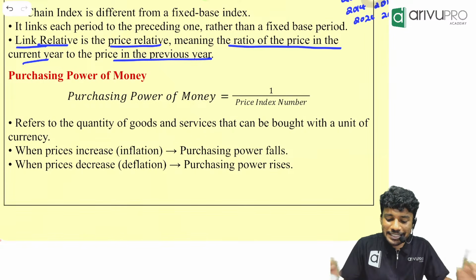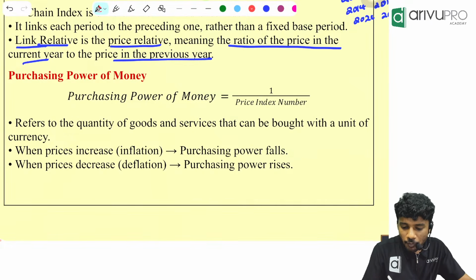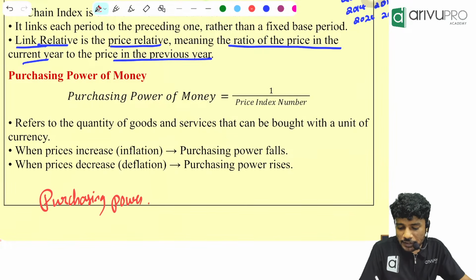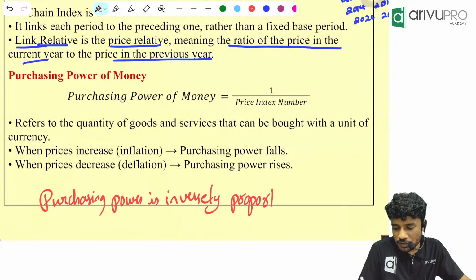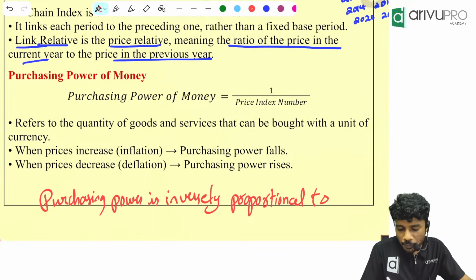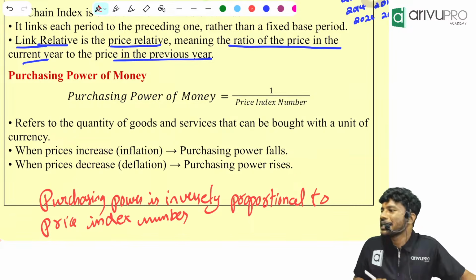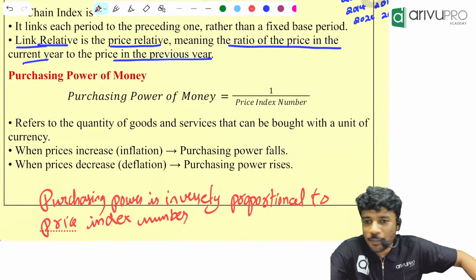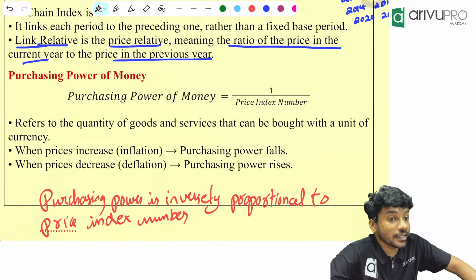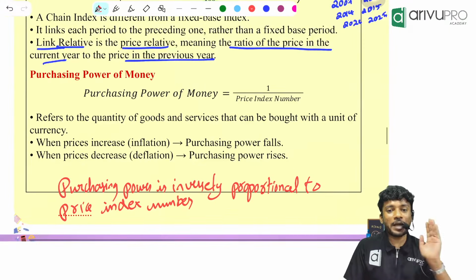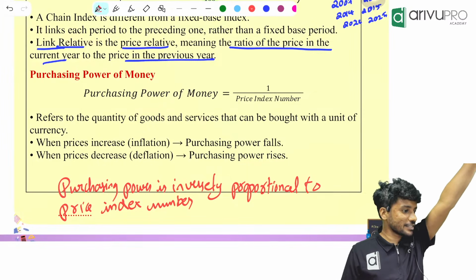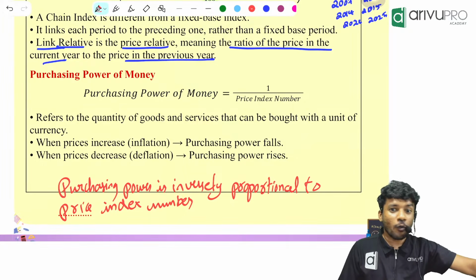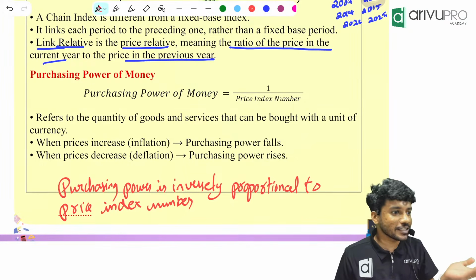Purchasing power of money is inversely proportional. You can make the note. Purchasing power is inversely proportional to price index number. What is it? Purchasing power of money is inversely proportional to price index number. That is the case. Now, what if my price index increases? My CPI increases. Purchasing power will go down. What if my CPI decreases? My purchasing power will go high.